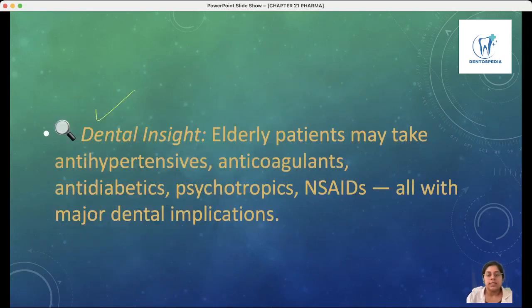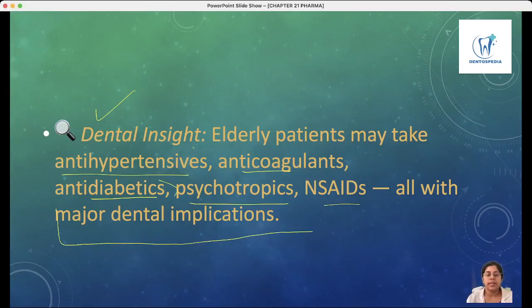Now, what is the dental insight? Elderly patients may take antihypertensives, anticoagulants, antidiabetics, psychotropics, and NSAIDs, all with major dental implications. So these are the drugs that elderly patients can be using, because these are the most common issues, and also these are drugs that can be given with all the major dental implications.